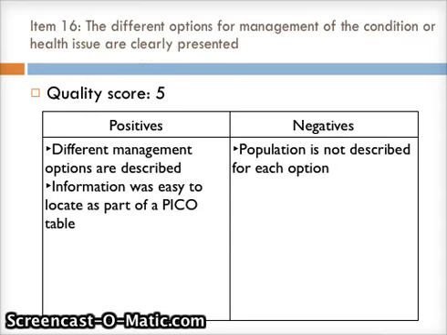Item 16, the different options for management of the condition or health issue are clearly presented, was given a quality score of 5 because different management options were presented, including the use of carbonated water, the Frazier free water protocol and a range of swallowing exercises, as well as modification of diet fluids, nil by mouth and nasogastric feeding. However, for each of these options, the population was not described. The information was easy to find because it was located in a PICO table.